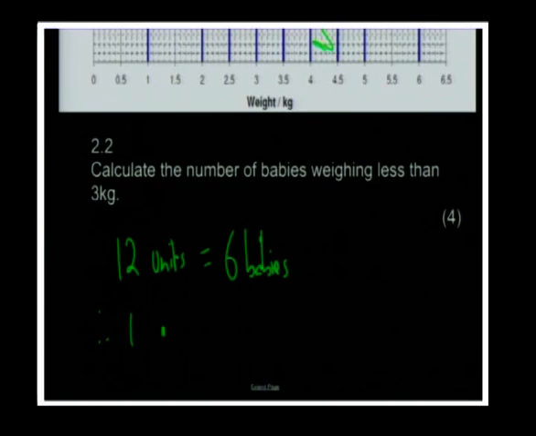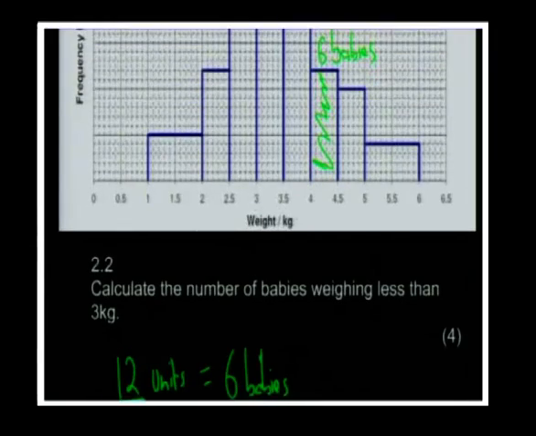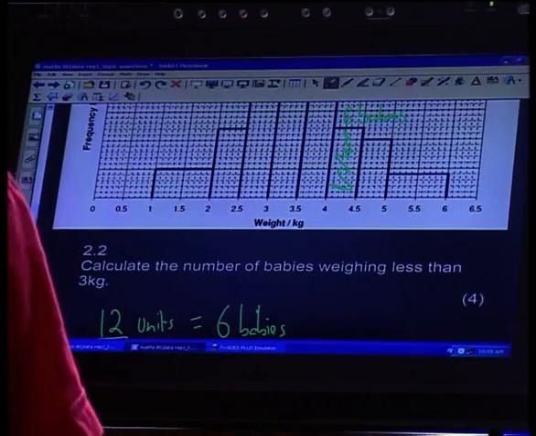Well, what we're dealing with here is ratio and proportion. If we know that 12 is equal to 6, 1 unit would be equal to 6 divided by 12. Remember, to get from 12 to 1, we would have had to divide by 12. 12 divided by 12 is 1. Therefore, 6 divided by that same number must give us the ratio value here. And 6 over 12 can be simplified to 0.5 or a half. So 1 little bar on the chart, every little unit here, represents a half a baby.